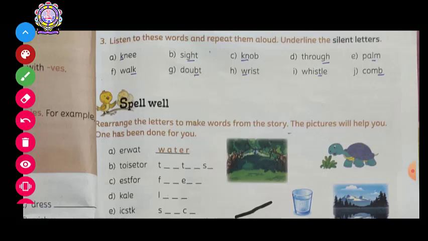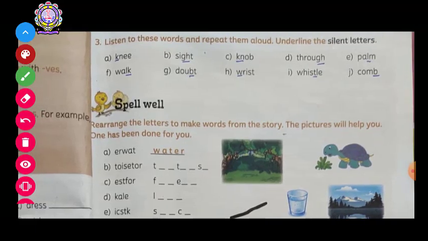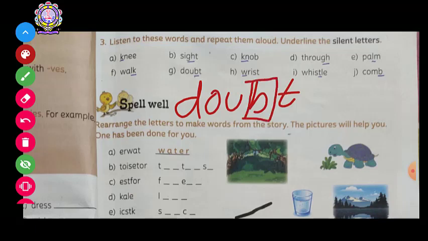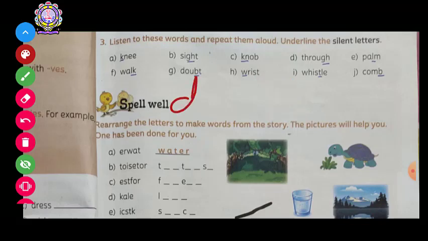Next is doubt. DOUBT. So B is silent. When you pronounce it, "dout" is coming. But the spelling is DOUBT.